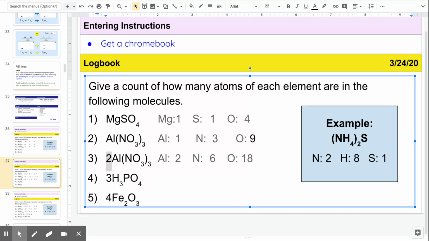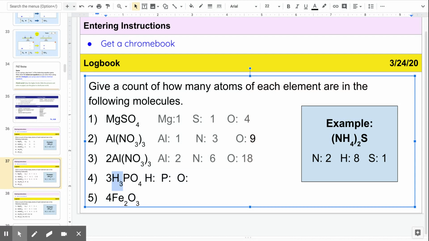Okay, for number 4, we have another scenario where there's a coefficient in the front. So I have H3PO4, but now I have 3 total of those H3PO4 molecules. That's the phosphoric acid. So in here, what I'm going to need to count for is hydrogen, phosphorus, and oxygen. So let's take a look at each of those.